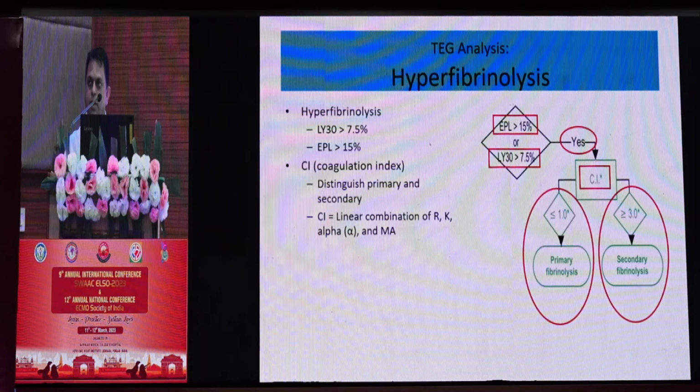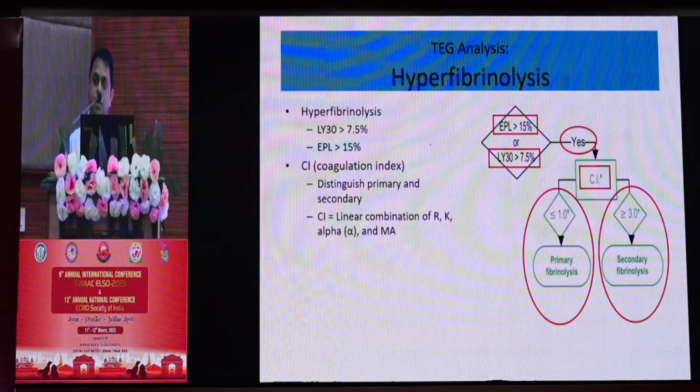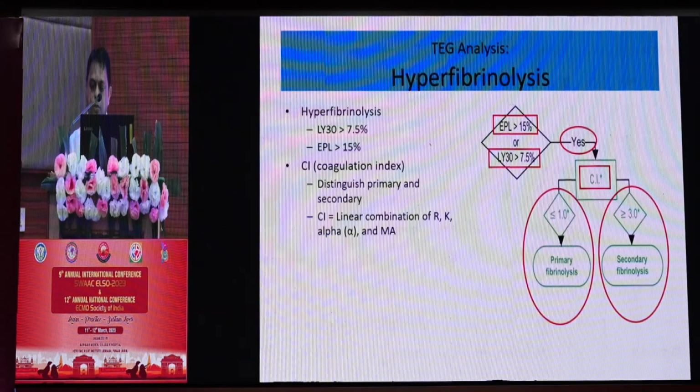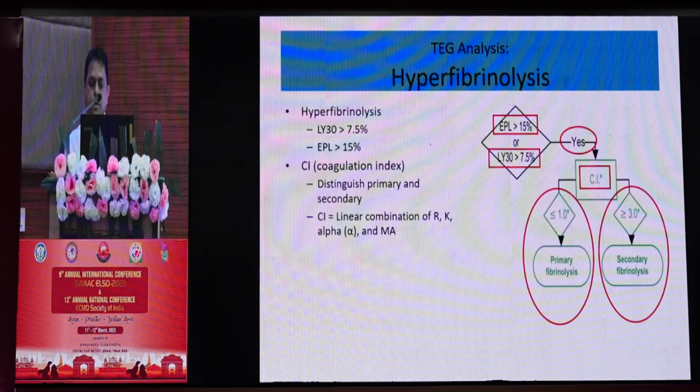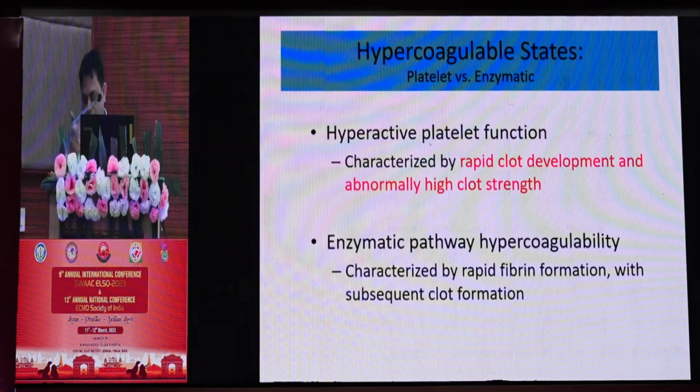Secondary, as we all know in medical ICUs, is because of a DIC kind of picture, and primary fibrinolysis is because of the drugs that we give to remove a clot. So this CI should give you the difference between what kind of fibrinolysis the patient is having.